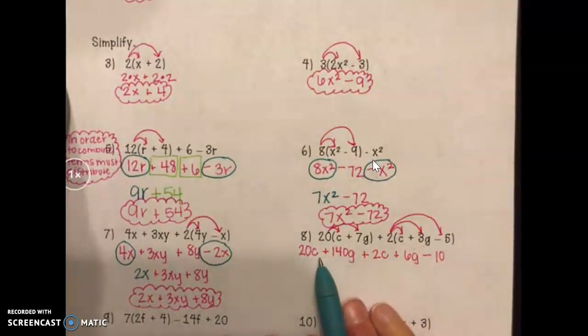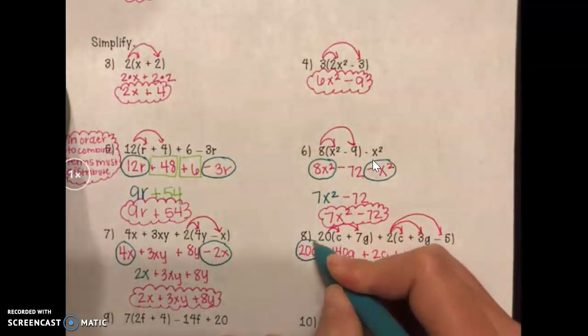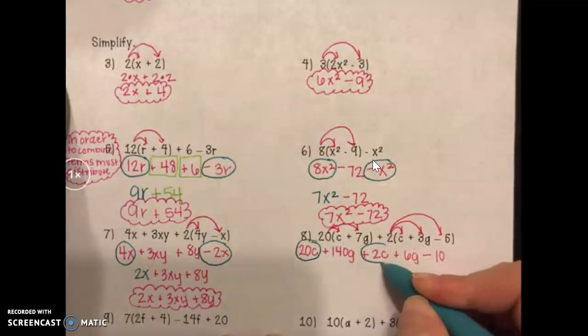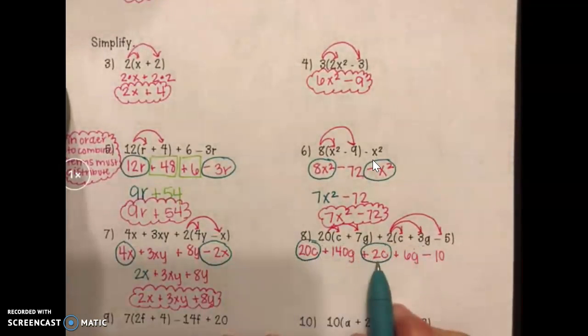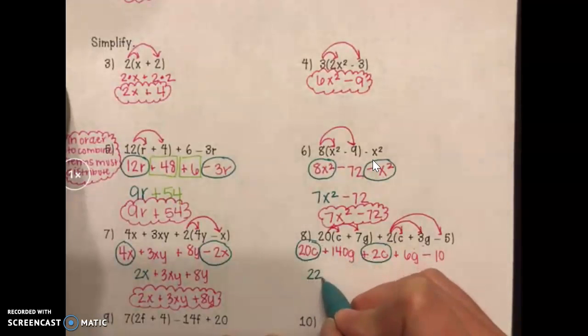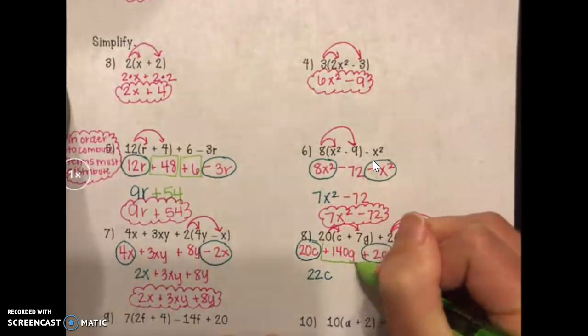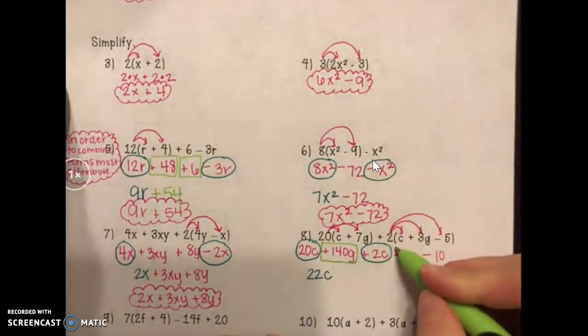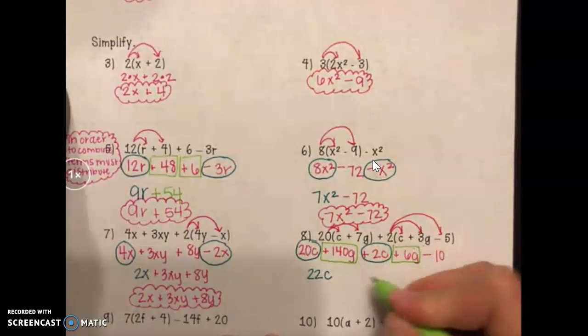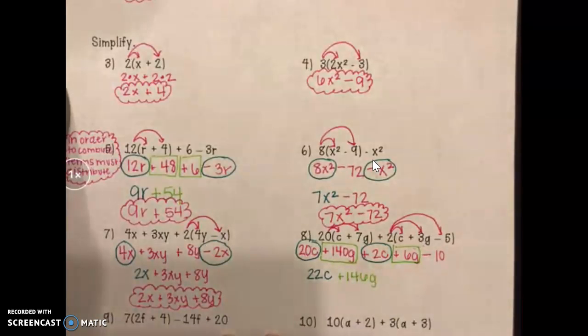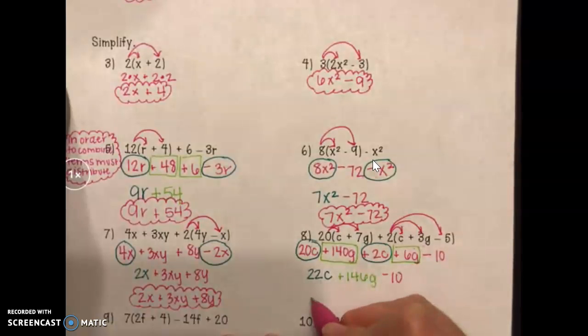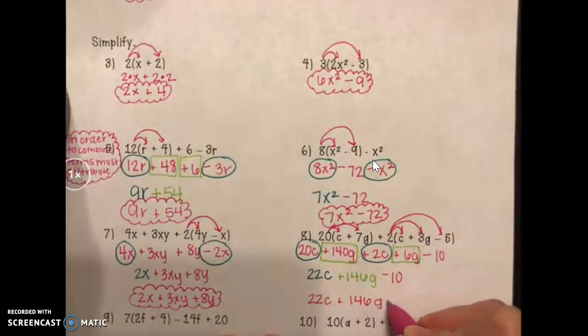So I see I have some C's here, so let's go ahead and start with those. So 20C plus 2C would give me 22C. I see I have a G, so 140G, and we're going to add that with 6G, so that would be plus 146G. And then I'm just going to leave my 10 right there because I can't combine him with anything. So my final answer is 22C plus 146G minus 10.